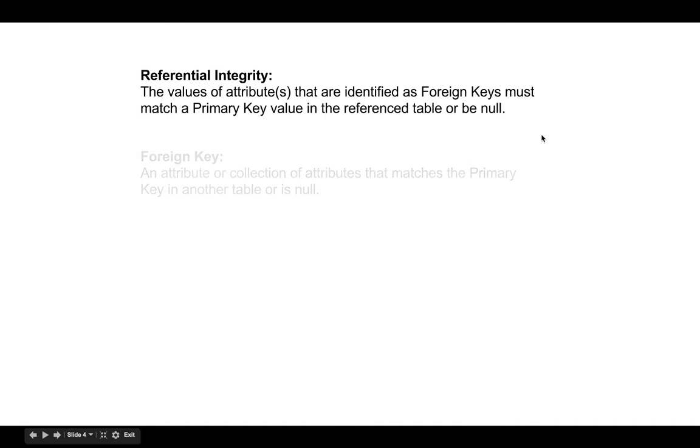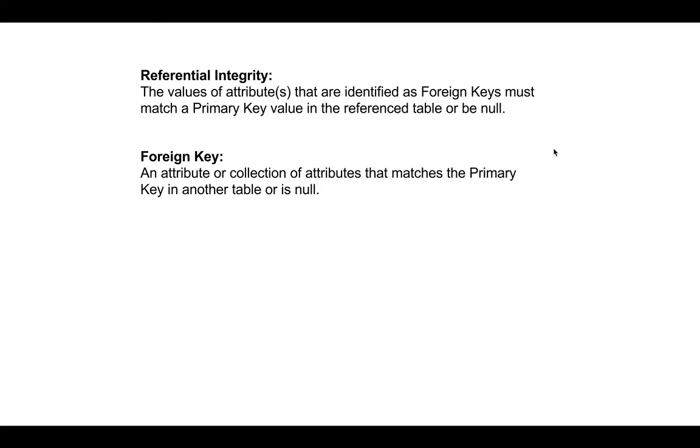Okay? So, keep in mind that a foreign key is an attribute or collection of attributes that matches the primary key in another table, or is null. What I'd like you to think about in the long run is to put these two together. Just say to yourself that a foreign key really is an attribute or collection of attributes that must match a primary key value in the reference table or be null.